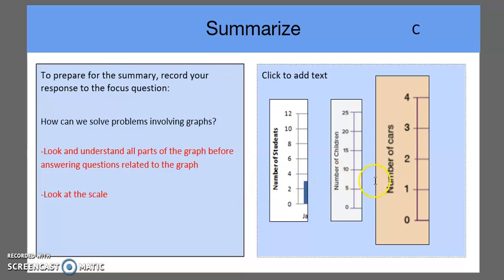Here are examples of looking at scales. Here we see the scale is going up by 2s. Here we see the scale is going up by 5s. And here we see the scale is going up by 1s.